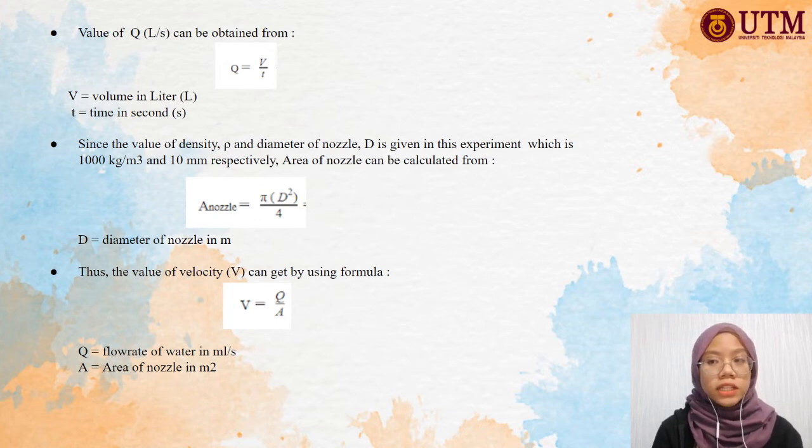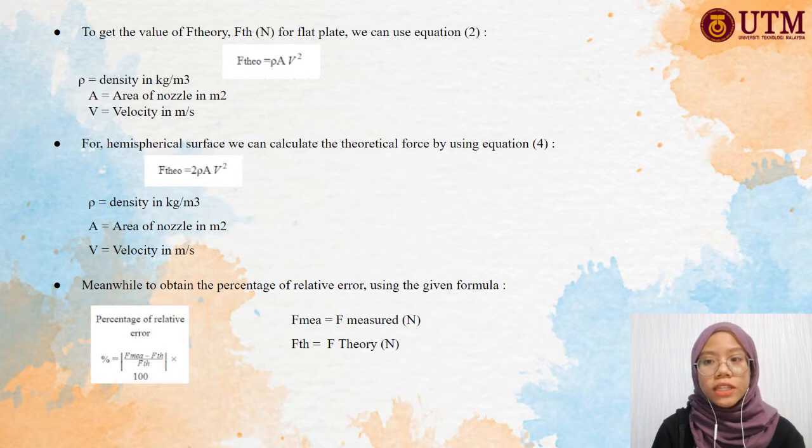Thus, the value of velocity can be obtained by using the formula V equal to Q over A, using the Q value and the area of the nozzle that we calculated just now. For Q, velocity and area for both the flat plate and hemispherical surface, we can use the same formula.